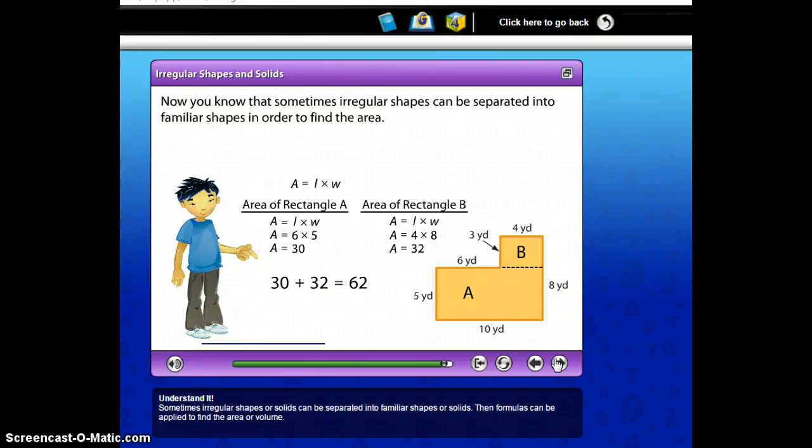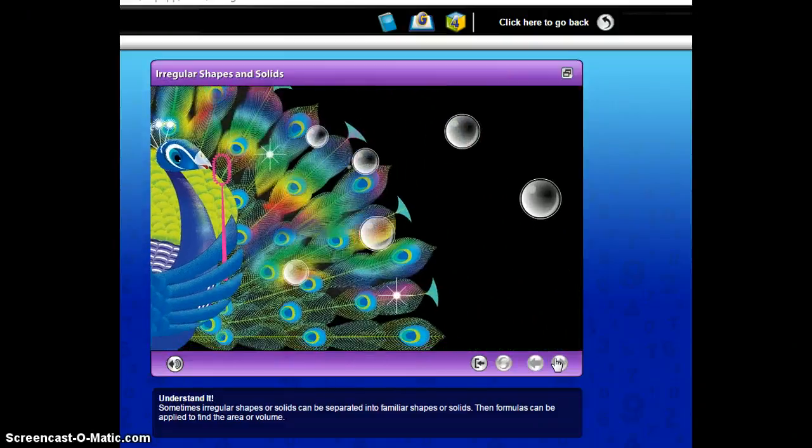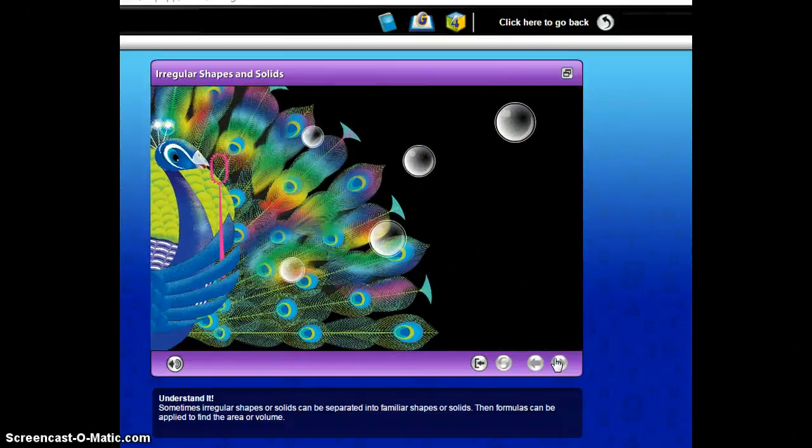Hello? I don't know. Michael? Now you know that sometimes irregular shapes can be separated into familiar shapes in order to find the area. That's too happy. Do I sound like that? Now you know that sometimes irregular shapes can be separated into familiar shapes in order to find the area. Who do you think sounds better?